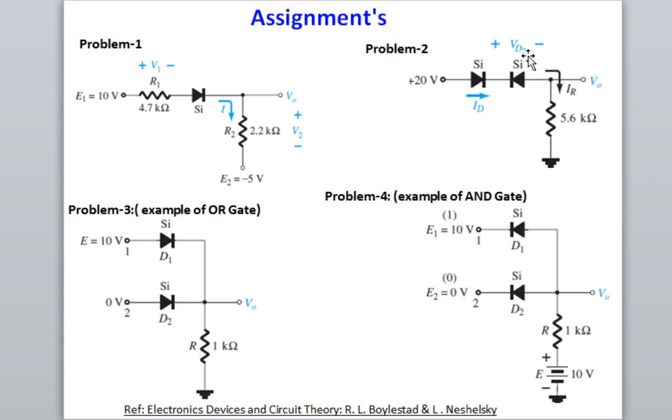This output voltage, and this IR. Similarly here, two diodes are diode D1 and D2, but they are connected in a different way with a power supply. This diode D1 is connected with a 10 volt power supply, and diode D2 is at 0 volt. You have been asked to find out the output voltage. If you do that problem, you will see that this circuit is behaving like an OR gate circuit.